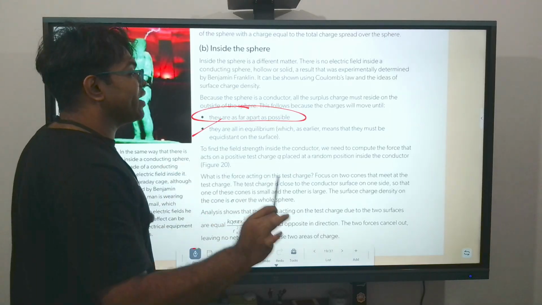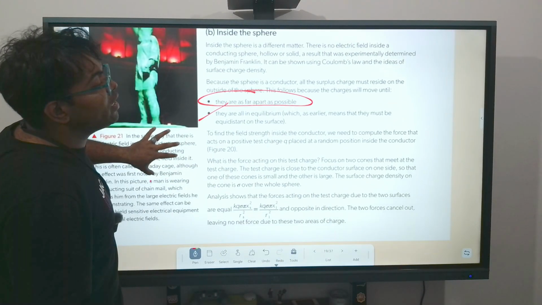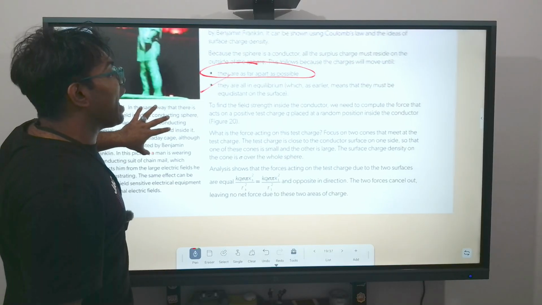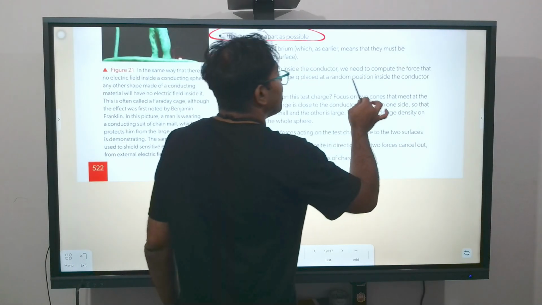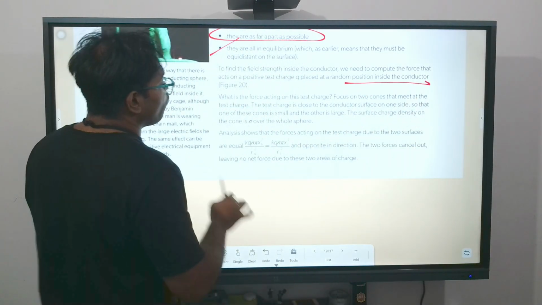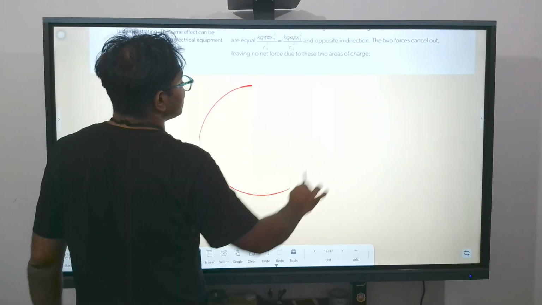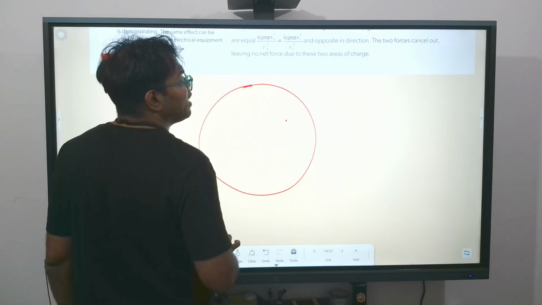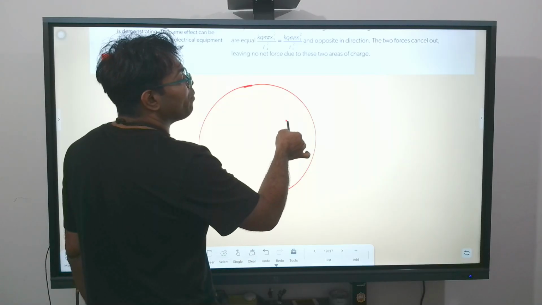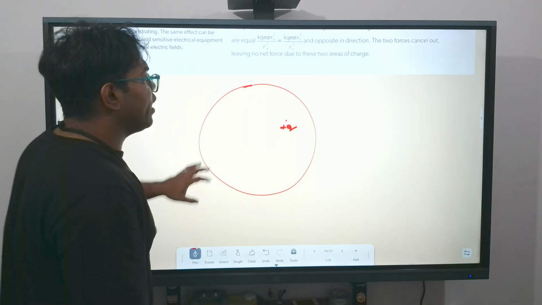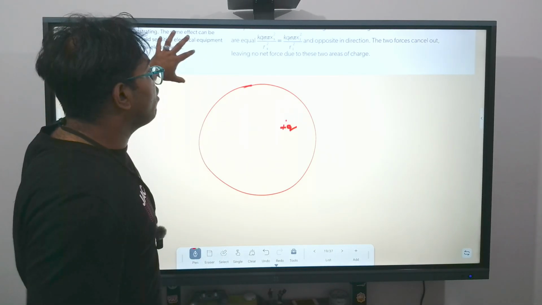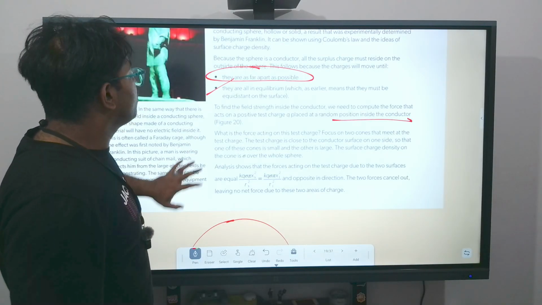To find the field strength inside the conductor, we need to compute the force that acts on a positive test charge q placed at a random position inside the conductor. For example, you have a conducting sphere like this, and this is a random point where you have placed a small test charge q.